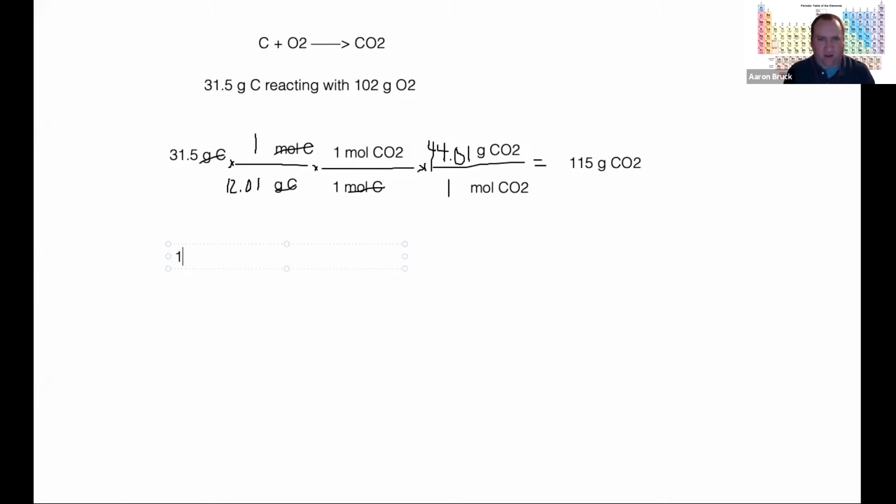And so I have 102 grams of oxygen, and I'm going to need to convert that. So grams of oxygen in the denominator, moles of oxygen in the numerator. 1 mole of oxygen, 2 times 16 is 32. So my grams of oxygen cancel.